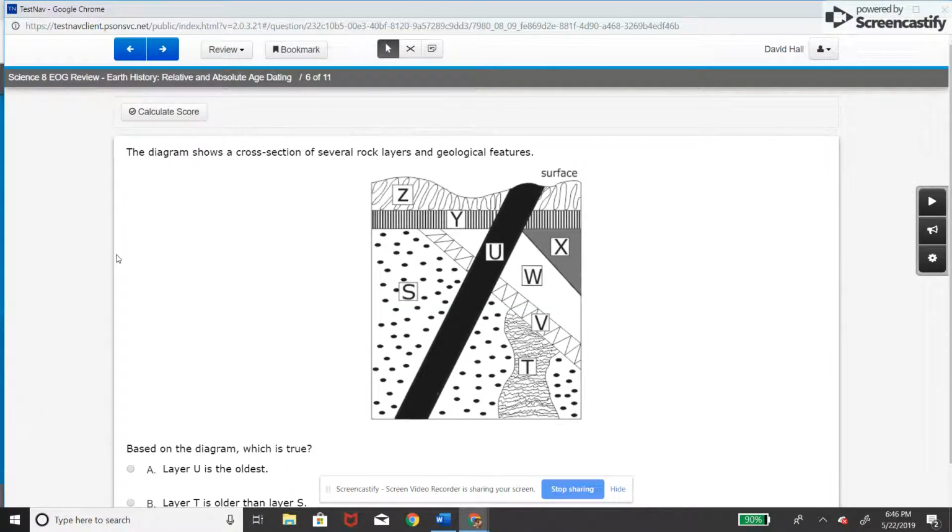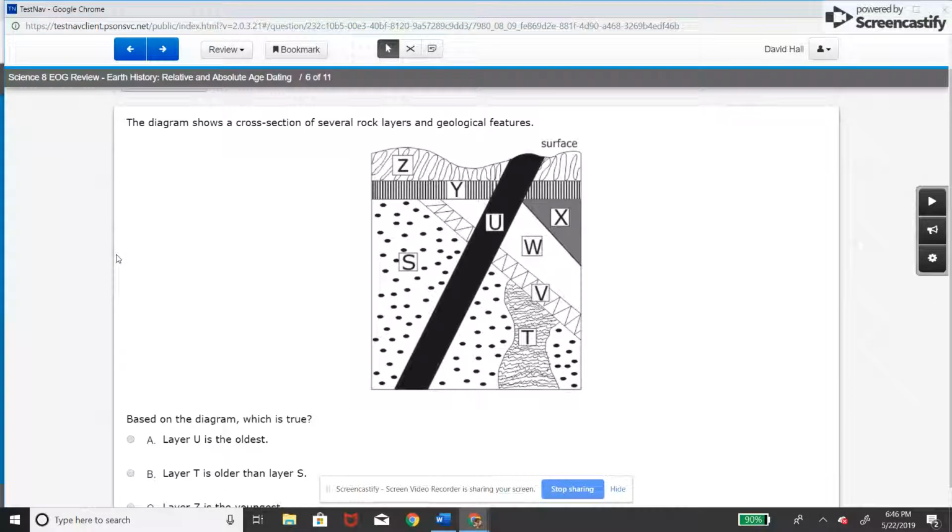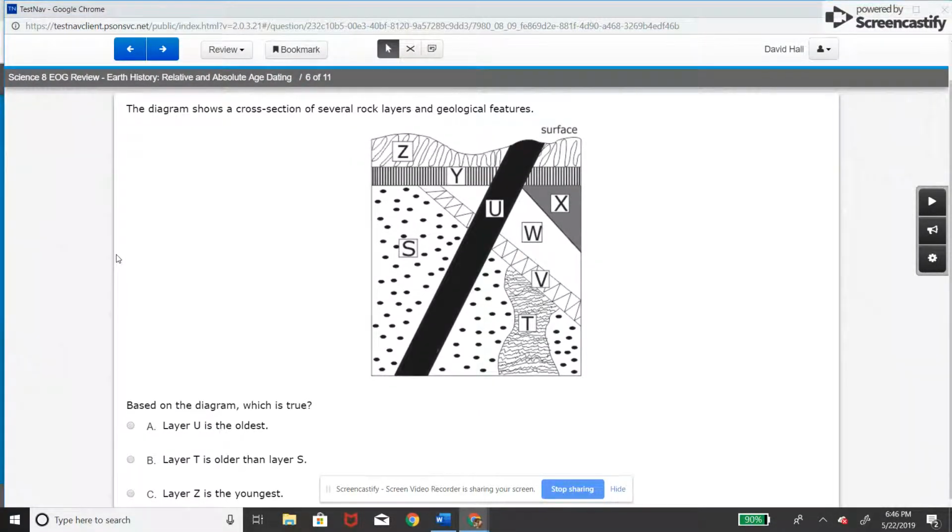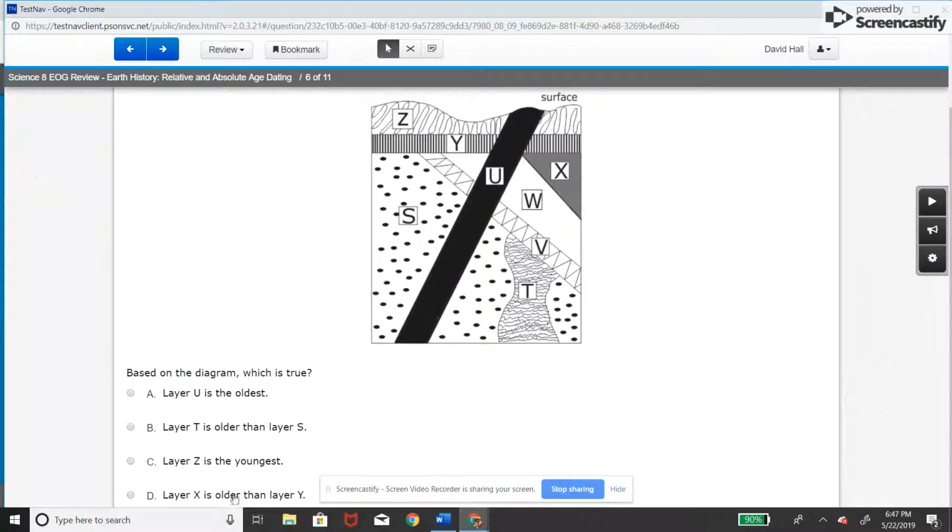The diagram shows a cross-section of several rock layers and geological features. Based on the diagram, which is true? U is the oldest? U is actually the youngest because of the law of cross-cutting relationships. T is older than S? T is younger than S for the same reason, cross-cutting relationships. Z is the youngest? No. U is the youngest. So D has to be right. X is older than Y. X is below Y. The law of superposition tells us this is factual.